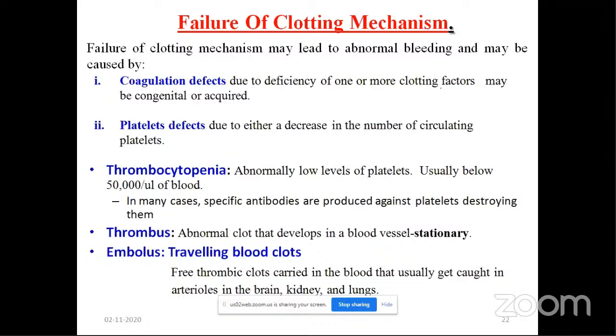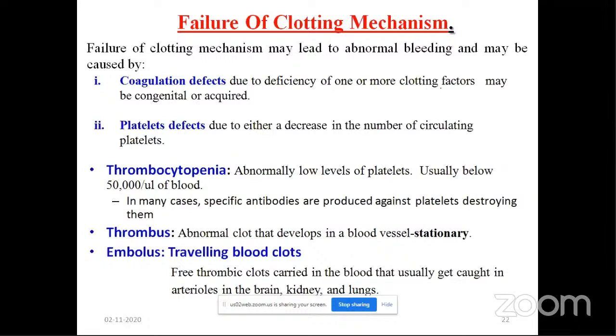Okay, I'll continue. So normally we have around 2.5 to 4 lakh platelets per cubic milliliter of blood, but at least 1.5 lakh should be there. If the number falls below that, it may create some problem, such as a bleeding disorder. So platelet deficiency could be one of the reasons.